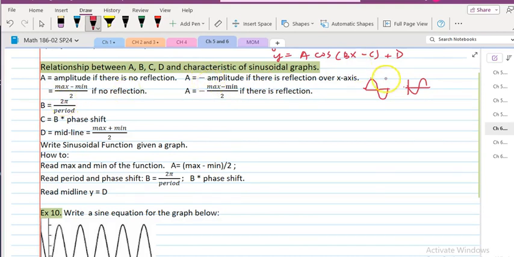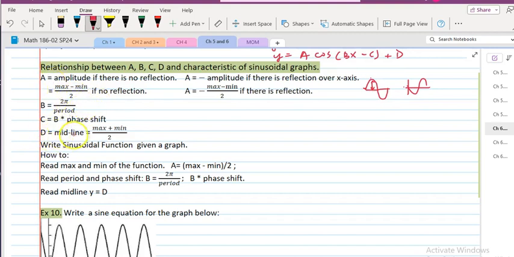Technically speaking, amplitude is how much it fluctuates from the midline. An easy way to find it would be max minus min divided by 2. When I say max, I mean max y minus min y, so this would be 2 times the amplitude, and you divide by 2, you'll get the amplitude A, the absolute value of it at least.